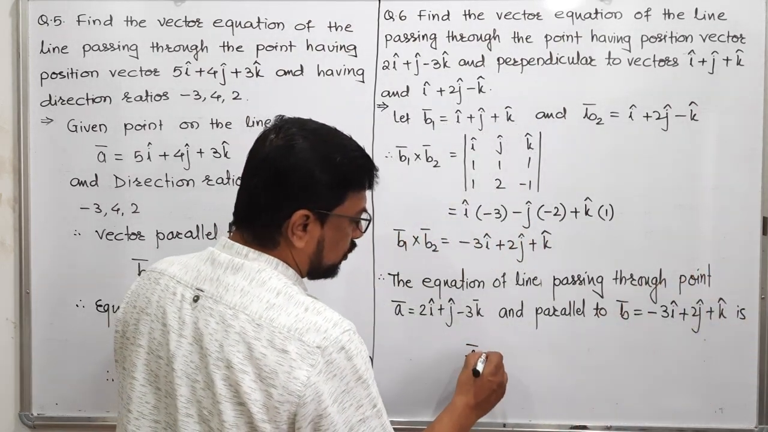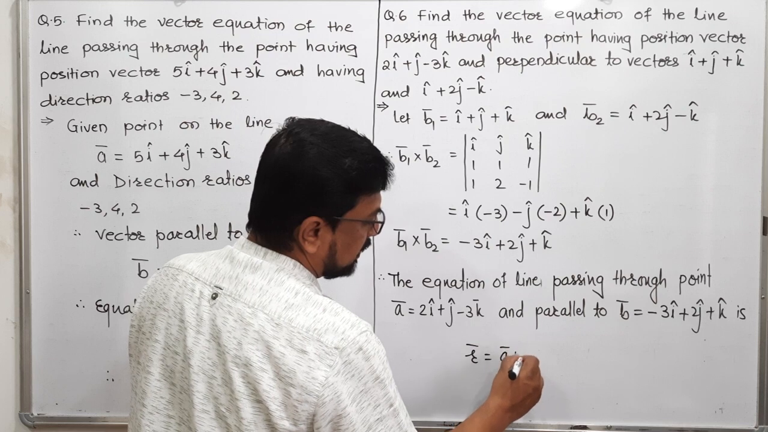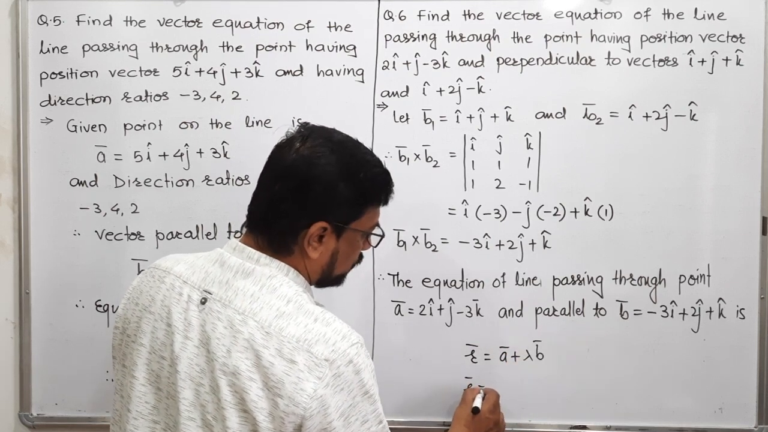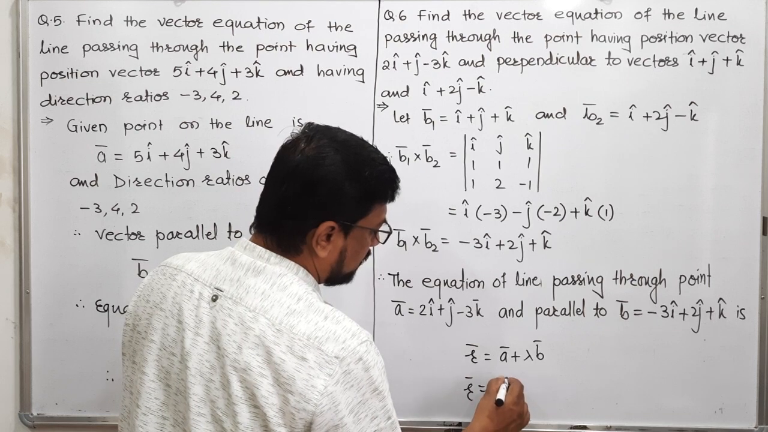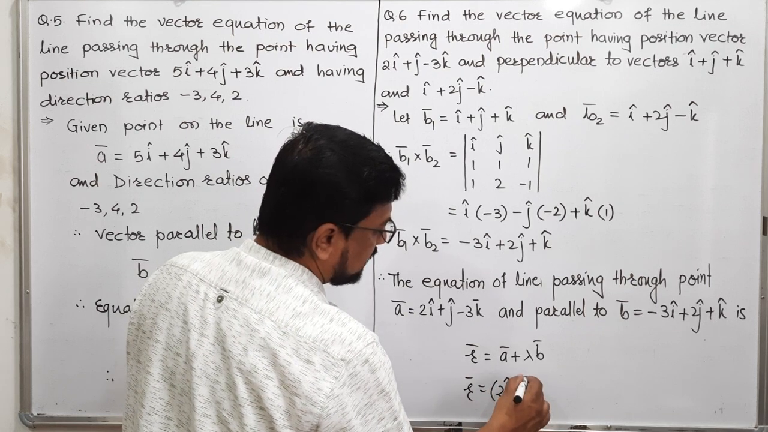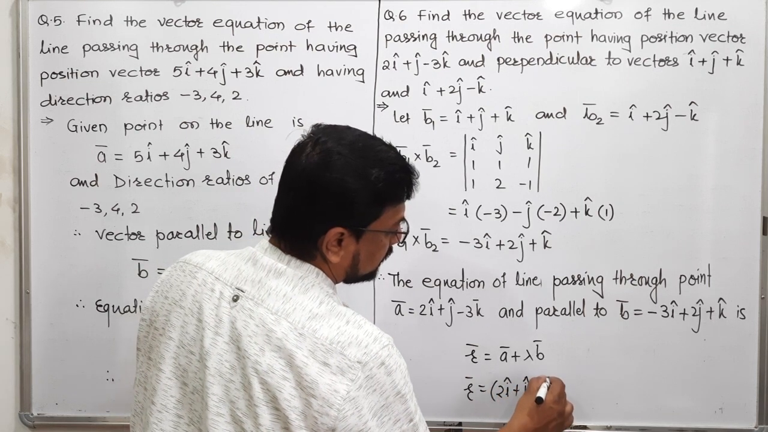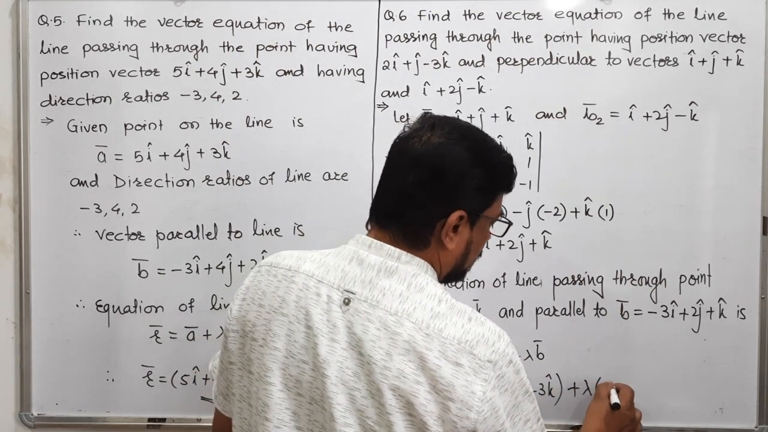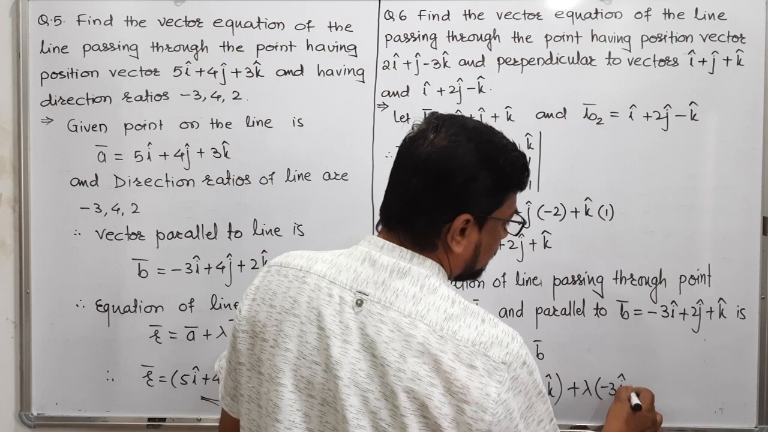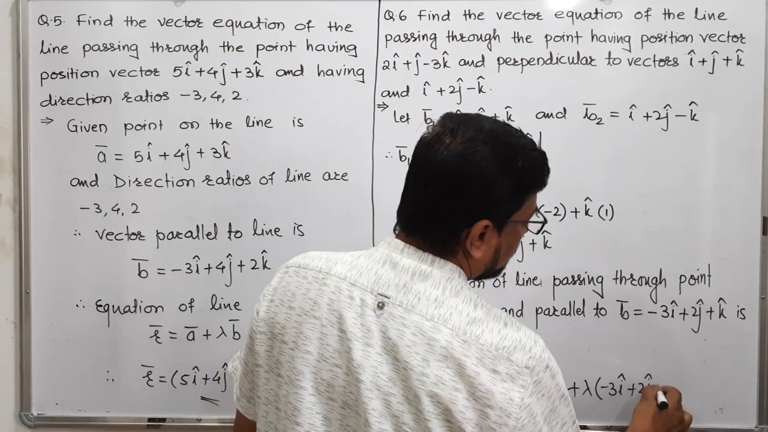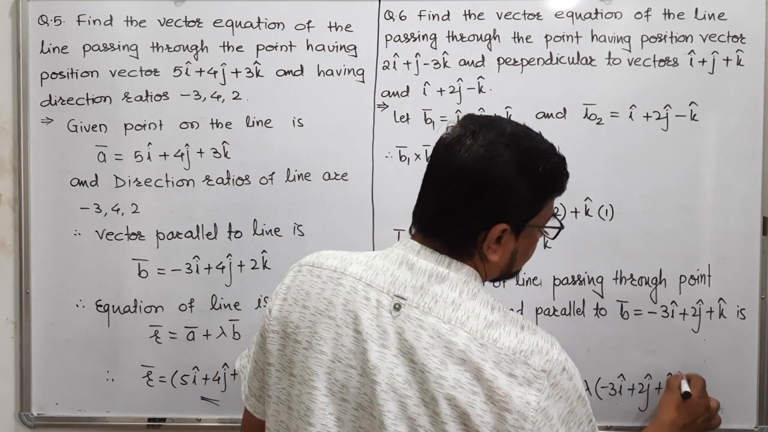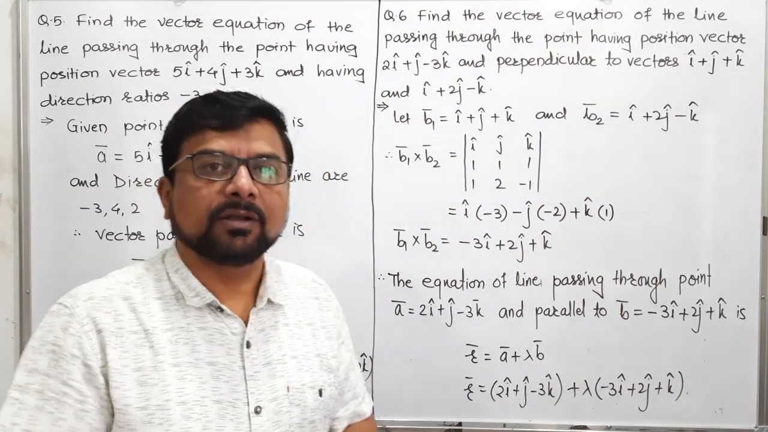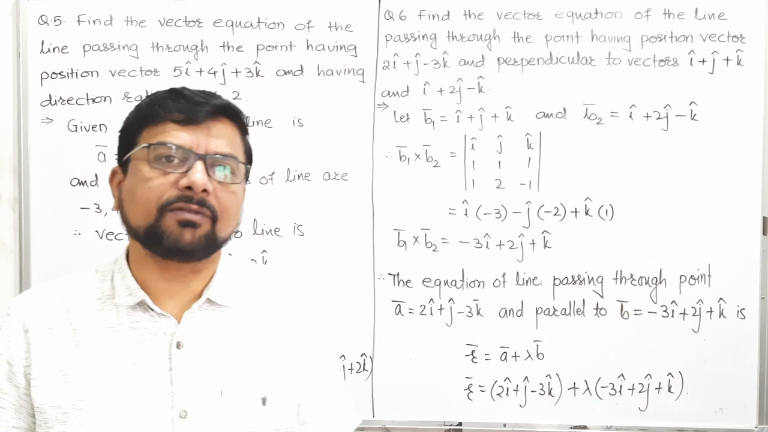r vector is equal to a vector plus lambda into b vector. That is r vector is equal to 2i cap plus j cap minus 3k cap plus lambda into minus 3i cap plus 2j cap plus k cap. Okay, write down it. Next, let's move to question 7.